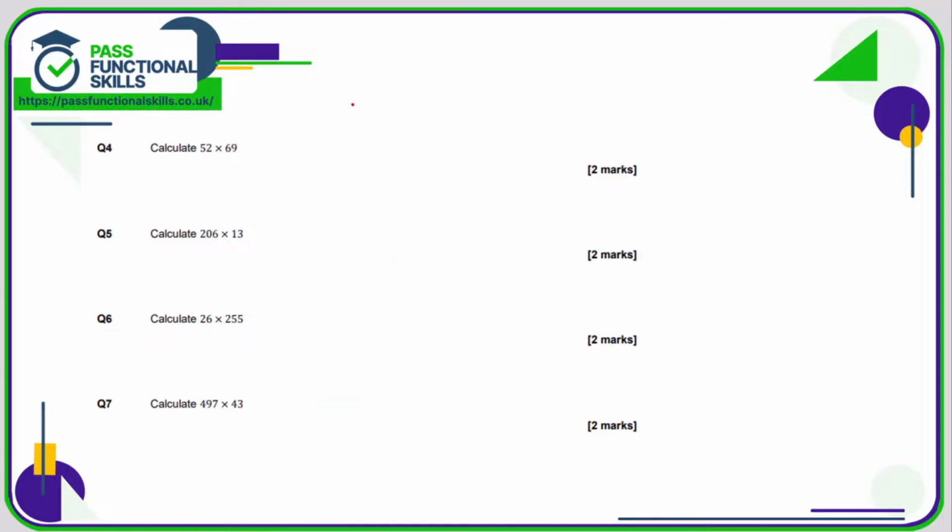52 times 69. Both of these numbers have 2 digits, so it doesn't matter which one goes on the top and which on the bottom. We're going to start with a 9. 9 times 2 is 18, 8 carry the 1, 5 9s are 45, plus 1 is 46. The 6 is the 6 of 60, so we need to put in a 0. 6 times 2 is 12, so 2 carry 1. 6 5s are 30, plus 1 is 31, and if we add these together, that is 3588. So the final answer is 3588.